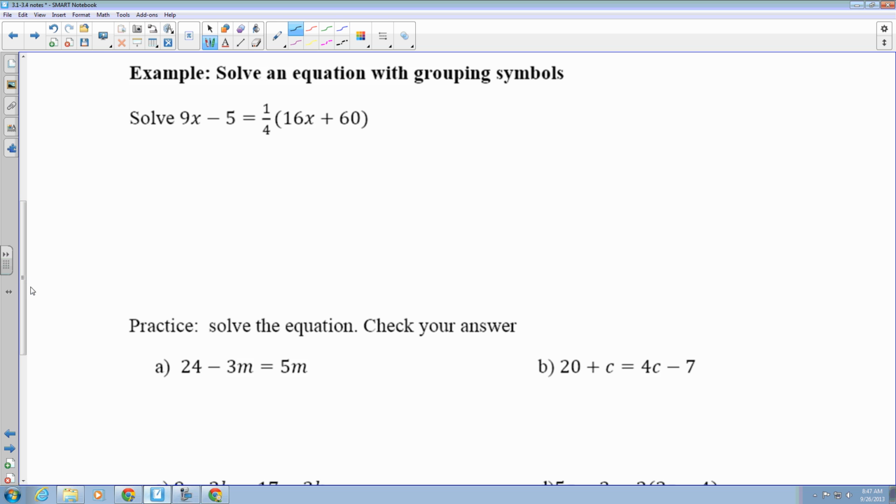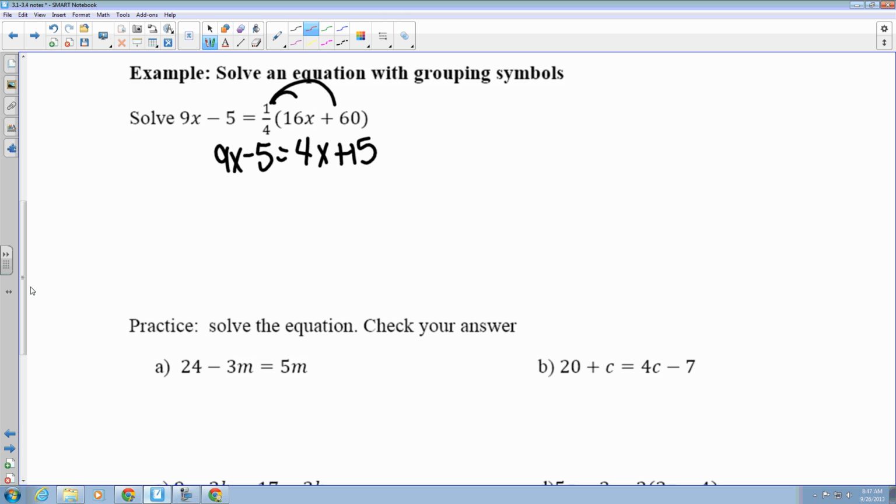Okay, when we have grouping symbols, that means a distributive property. We're going to have to distribute that 1/4 into both sides. Wasn't like last time where we could just multiply it to the other side, because we have parentheses over there, so we're going to have to do it either way. So we're going to distribute on the right side. 1/4 of 16 is 4x. 1/4 of 60 is 15.